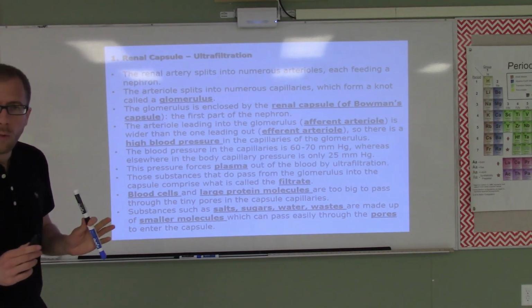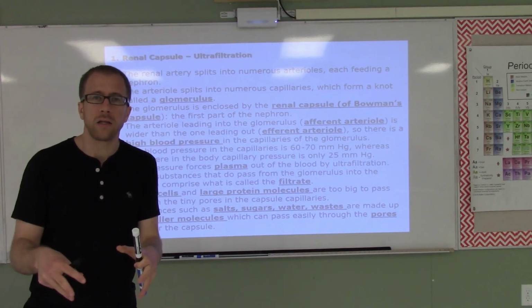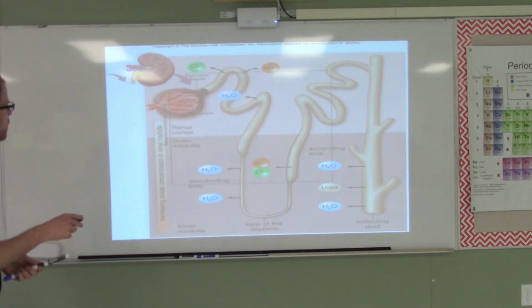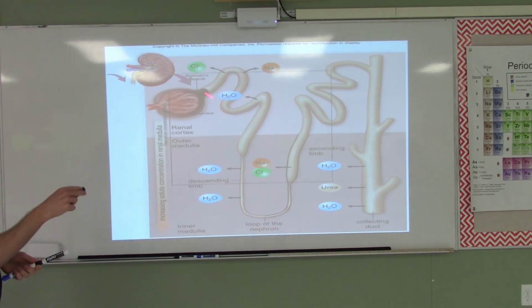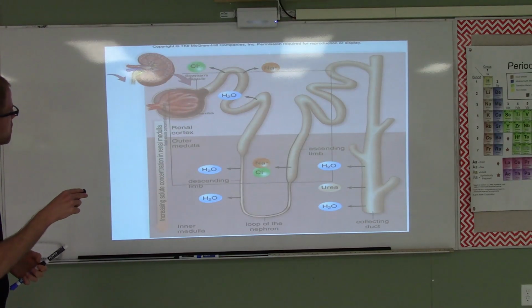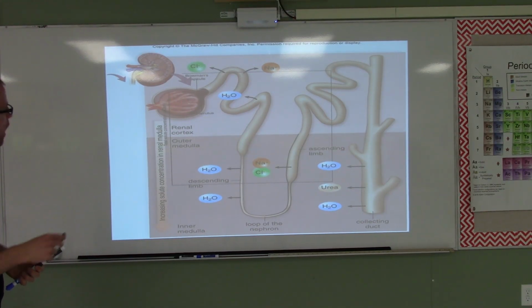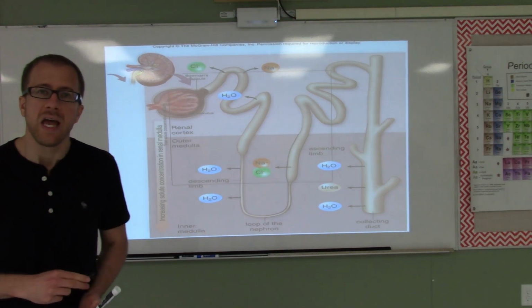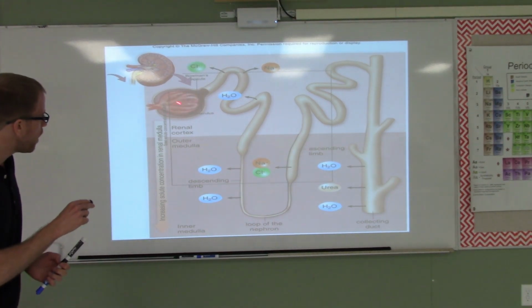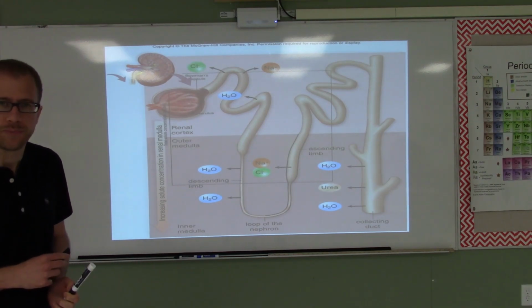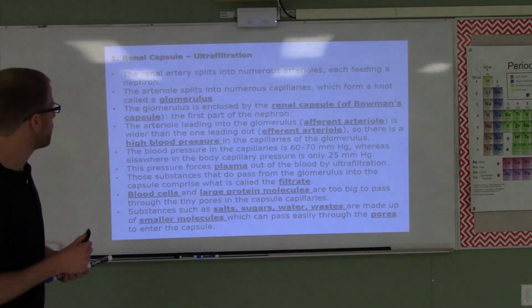So, what happens in the glomerulus, in the Bowman's capsule? The entire structure, by the way, is the Bowman's capsule. The glomerulus is this little ball of blood vessels, and this ball of blood vessels will leak fluids into the Bowman's capsule. Now, how does that happen?